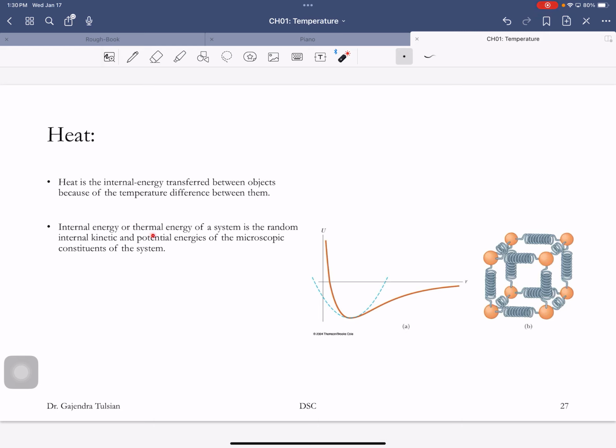Okay, internal energy or thermal energy of a system is the random kinetic energy plus potential energies of the microscopic constituents of the system. Okay. So internal energy is all that random kinetic energy and potential energy. Now, if you have a complex molecule, you'll have rotational energy as well. Okay, so all those internal energies add up to internal energy. Okay, so when this object is hot and that object is cold, all this internal energy goes to that object. So the kinetic energy is decreasing, the potential energy is decreasing, the rotational energy is decreasing, and all kinds of energy. Okay? All right, so that's heat.